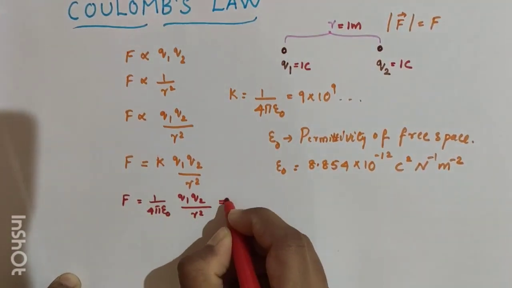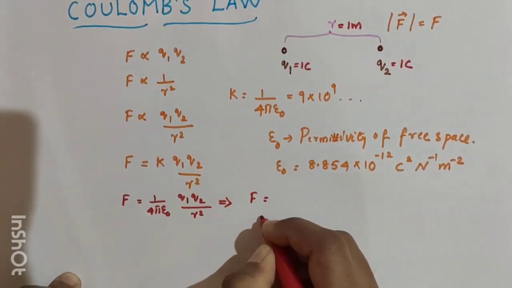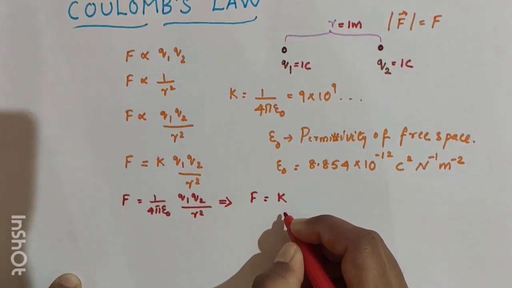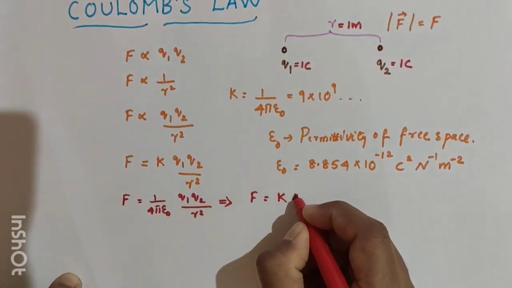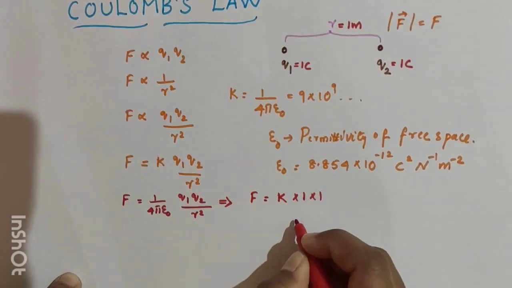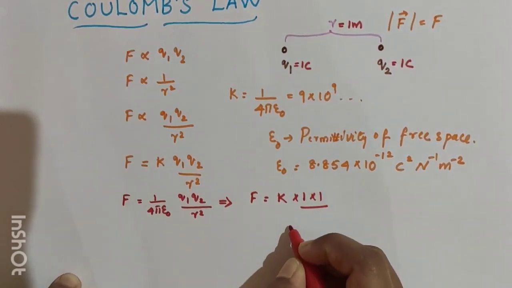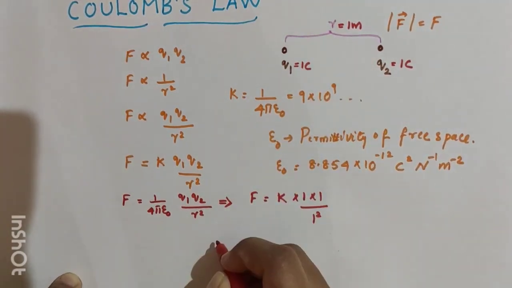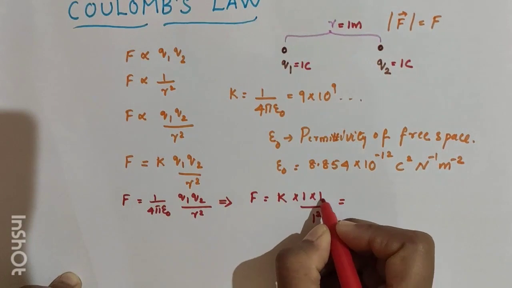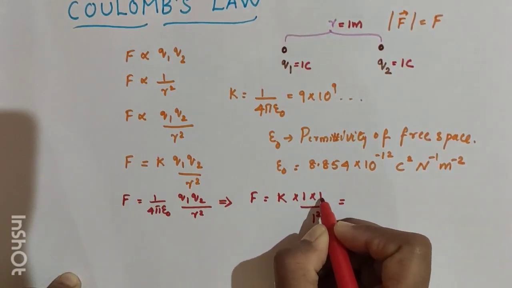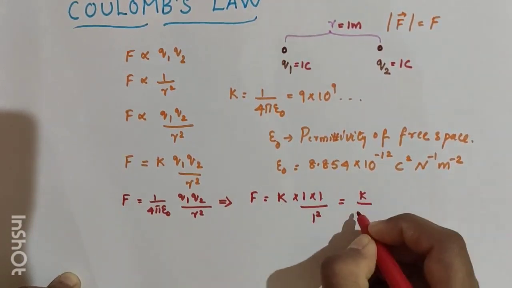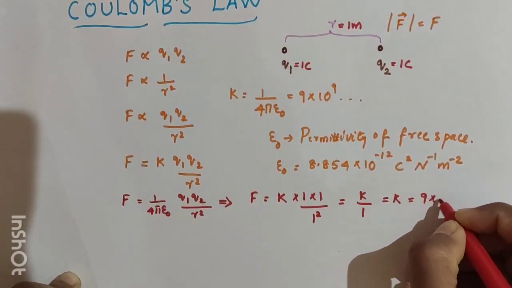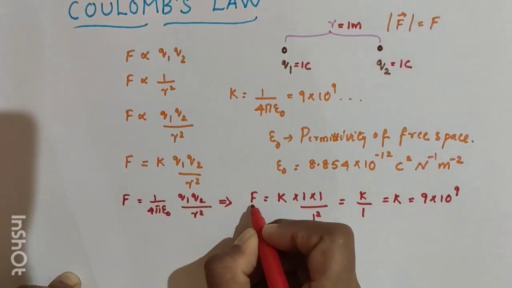By using this equation, we can write F is equal to K, or 1 by 4 pi epsilon 0, into Q1 into Q2. Q1 is 1 Coulomb, Q2 is 1 Coulomb, divided by r square. See here we have taken r as 1 meter. So, 1 square. So this is equal to what? 1 into 1 into 1 into K is actually K. 1 square is 1. So, this is equal to K. What is the value of K? K is 9 into 10 raised to 9. See, this is the force now.